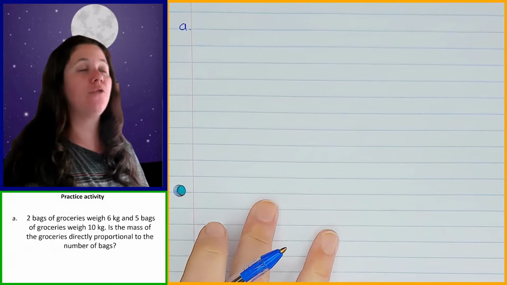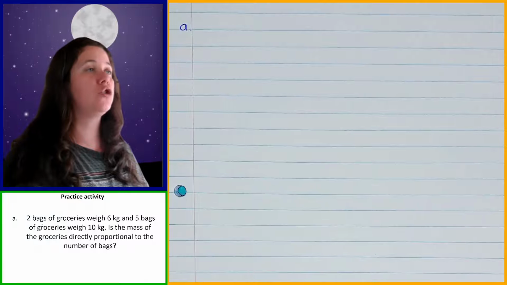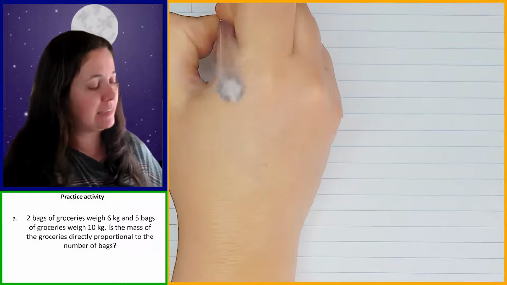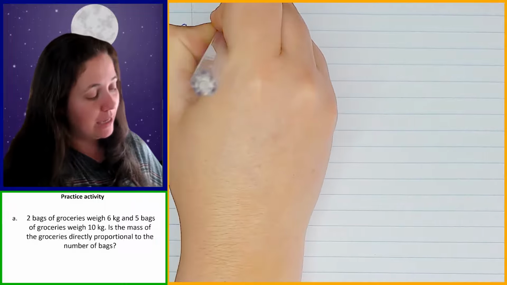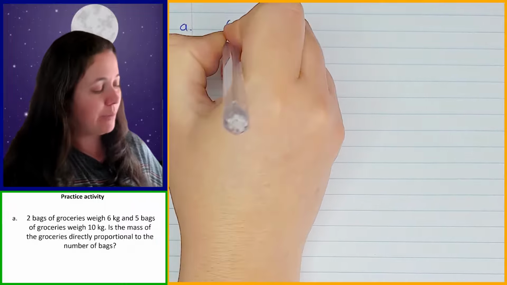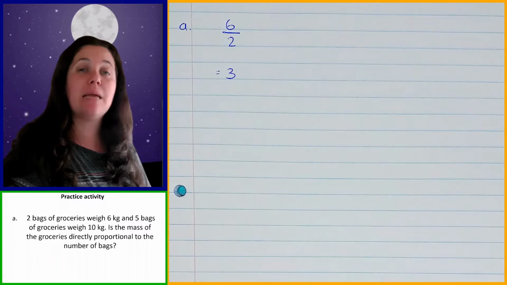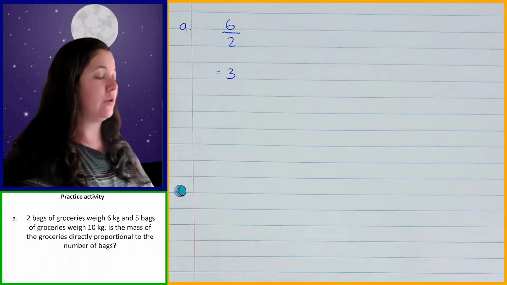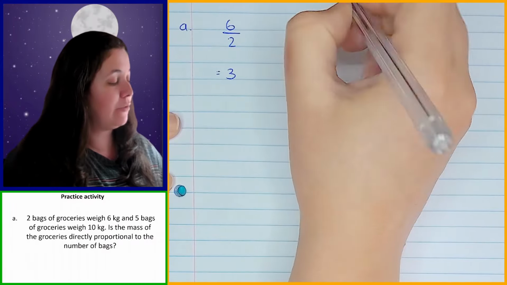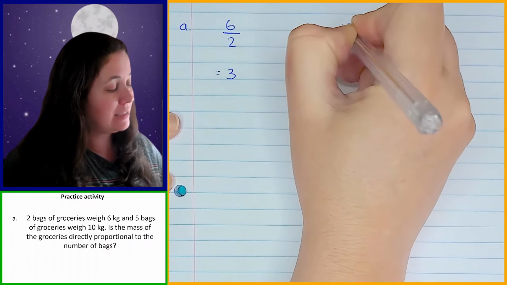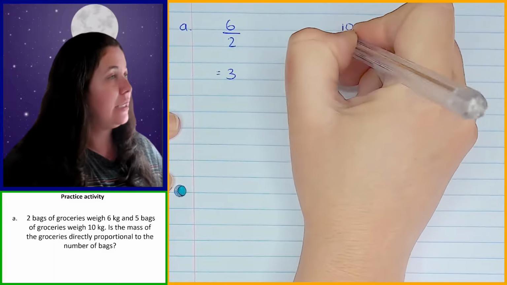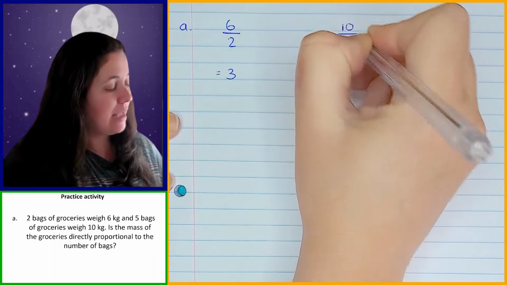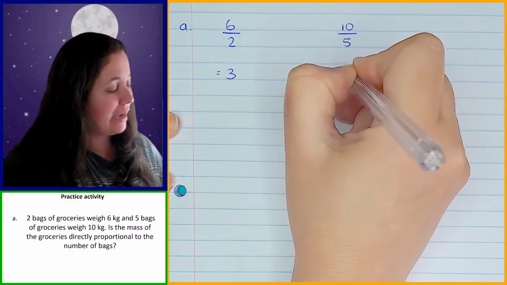I'm going to take, for the first example, 2 bags and 6 kilograms. I'm going to say 6, the mass, divided by the number of bags, which is 2. And that gives me 3. So what that means is it's 3 kilograms per bag. Now let's see if it's the same for the other example where we've got 5 bags that weigh 10 kilograms. Okay, so in the second one we've got 10 kilograms, the mass, divided by the number of bags, which is 5. Now if I divide 10 by 5, I get 2.